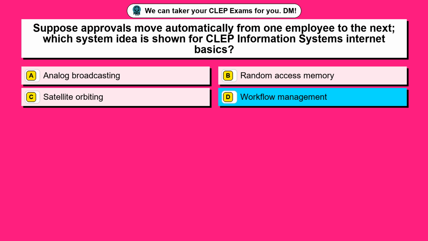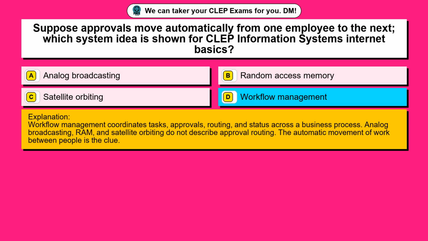Workflow management. Workflow management coordinates tasks, approvals, routing, and status across a business process. Analog broadcasting, RAM, and satellite orbiting do not describe approval routing. The automatic movement of work between people is the clue.